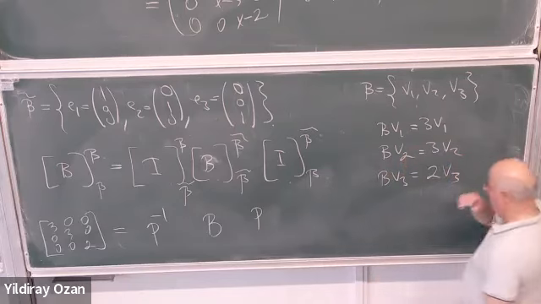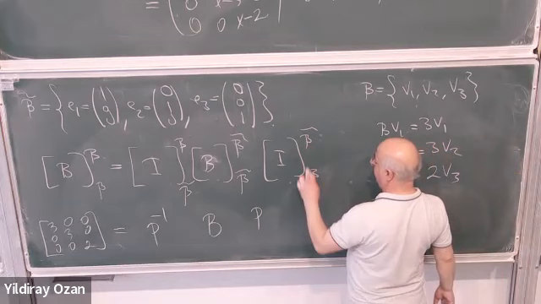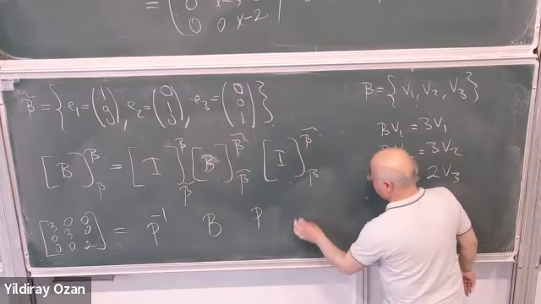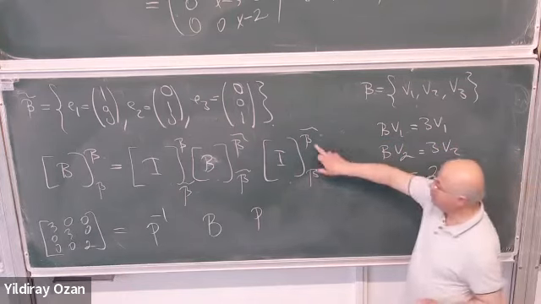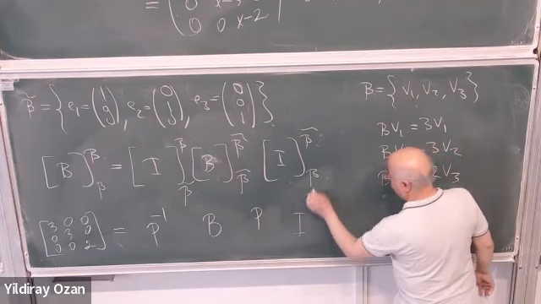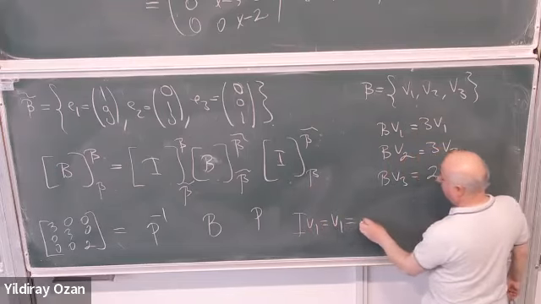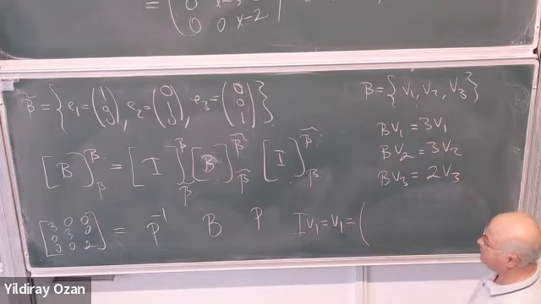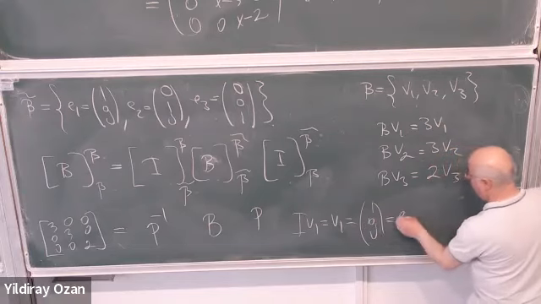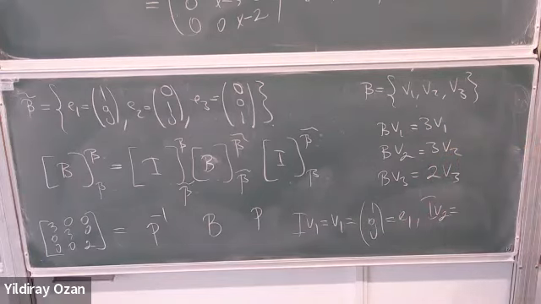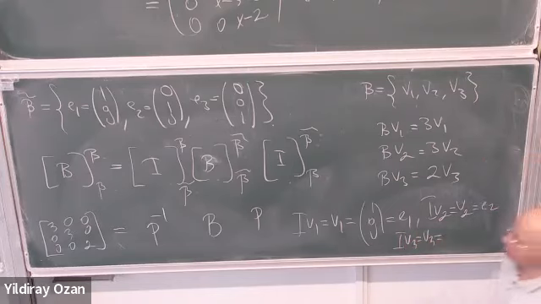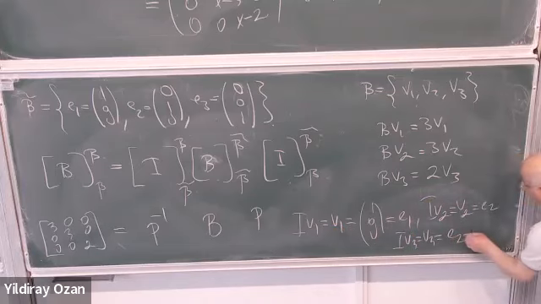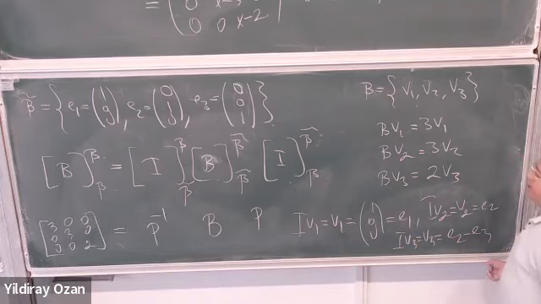And what is this P? P is just the identity operator written in this basis. So we write the images of the beta basis vectors in beta tilde. Identity of B1, which is 1, 0, 0, is just E1. Identity of B2 is just E2. And B3 is E2 minus E3.